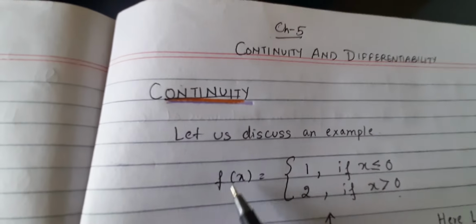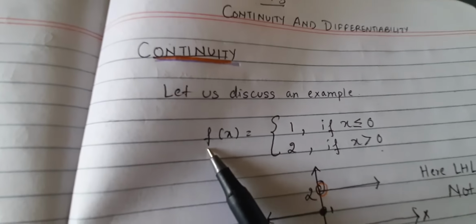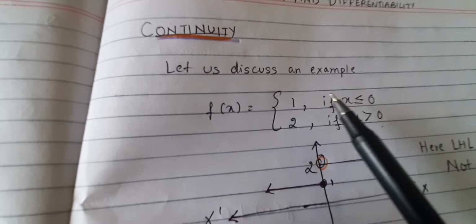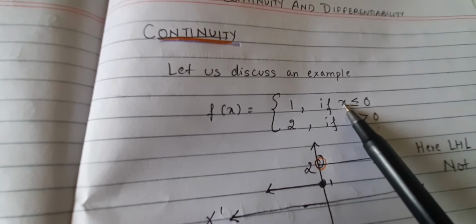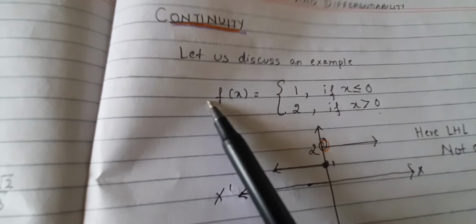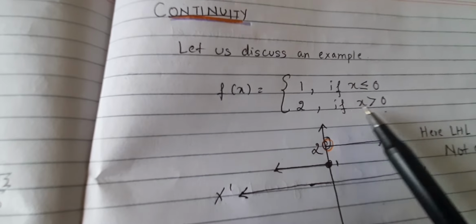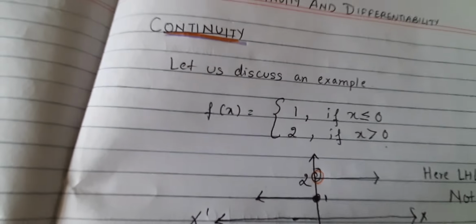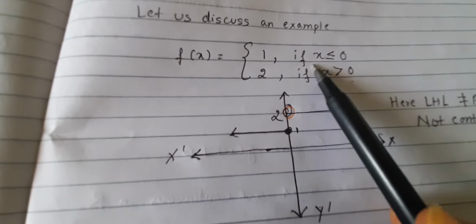Let us start with an example. This is a function f(x) which is defined as 1, a constant function, if the value of x is less than or equal to 0, and the value of the function will be equal to 2 if x is greater than 0. So this is the function. Now let us draw the graph of this function.